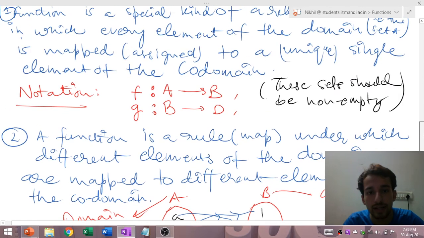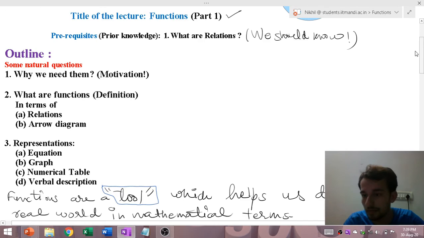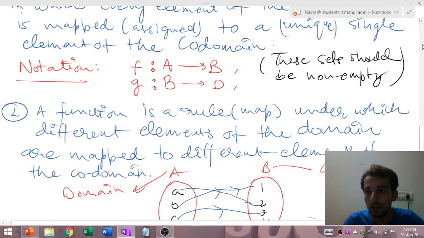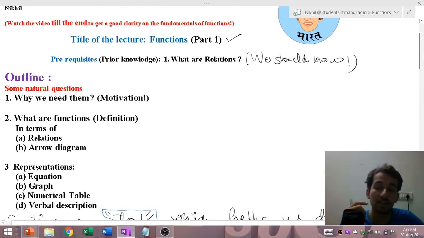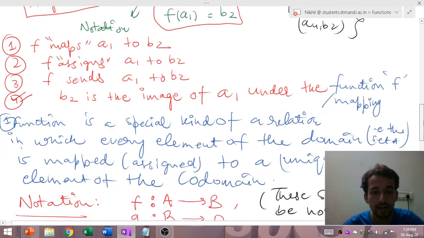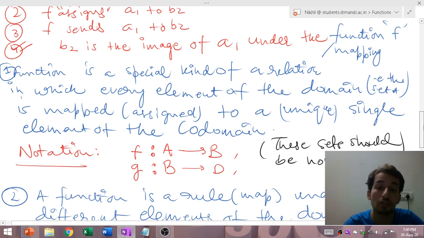So let's go back to what we have just covered and discussed today. If you see the outline, we have answered what the motivation was and what functions are, which we have defined here. A function is a special kind of relation in which every element of the domain is assigned to only a single element from the codomain. Such a relation is called a function.